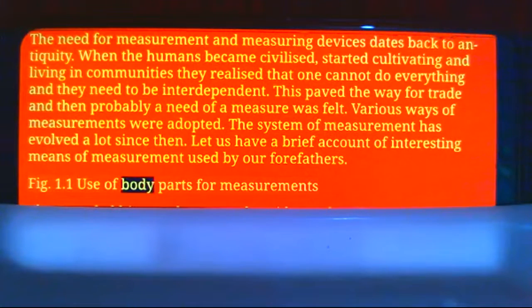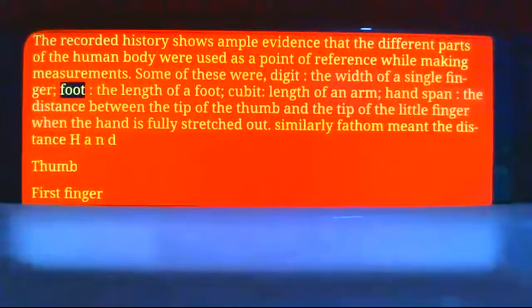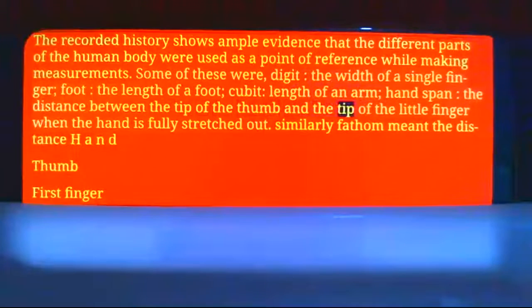Figure 1.1. Use of body parts for measurements. The recorded history shows ample evidence that the different parts of the human body were used as a point of reference while making measurements. Some of these were digit, the width of a single finger; foot, the length of a foot; cubit, length of an arm; hand span, the distance between the tip of the thumb and the tip of the little finger when the hand is fully stretched out.